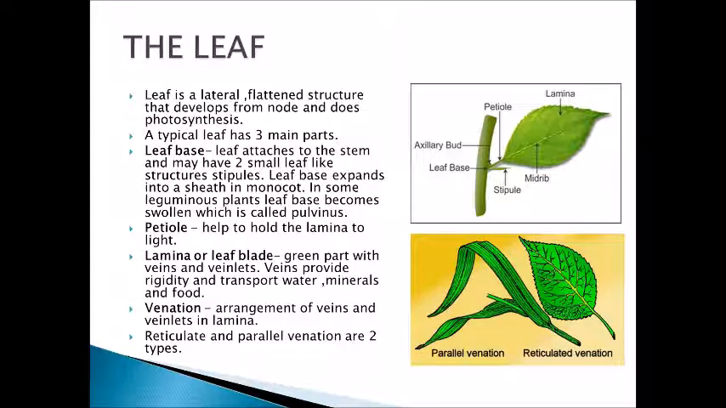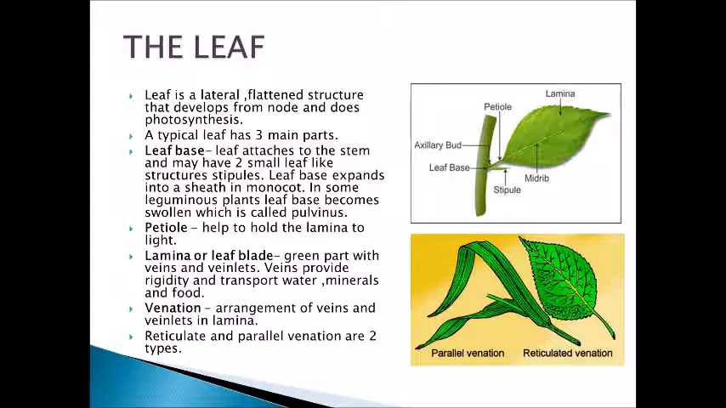Now the next is about the leaf. Leaf is a lateral flattened structure that develops from the node and does the function of photosynthesis. It is a dorsoventrally flat structure. All the leaves develop from the node region of the stem.